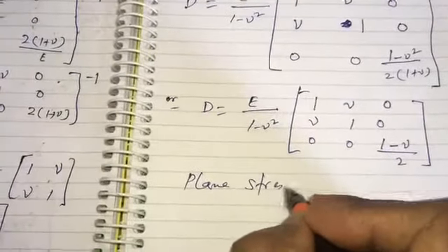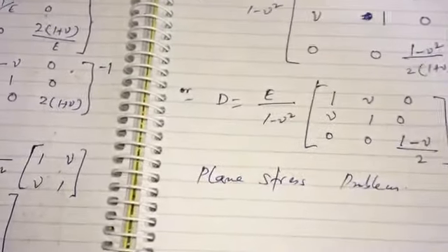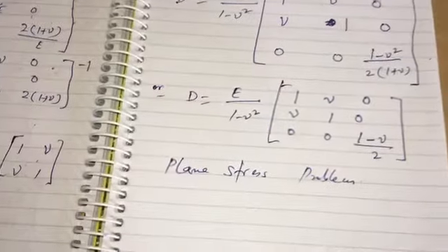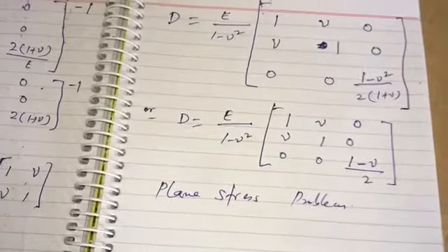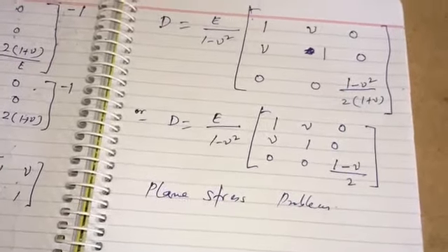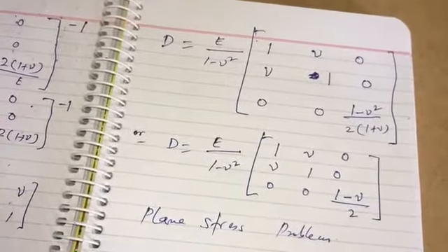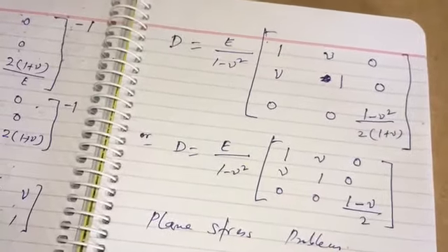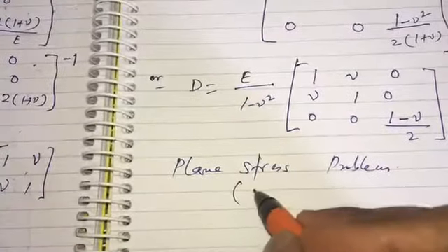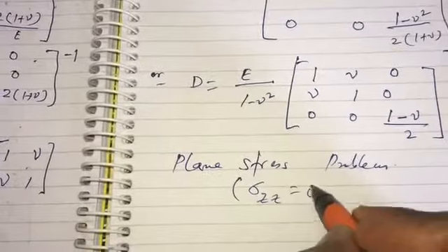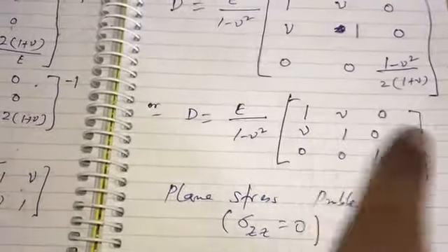Remember, this is for plane stress. So plane stress problem. Okay. So here we assumed that this is plane stress, so it's a thin member, meaning there may be a strain in the z direction, but there is no stress in the z direction. So for the plane stress problem, sigma z is equal to 0. So this is what we have assumed in this case.